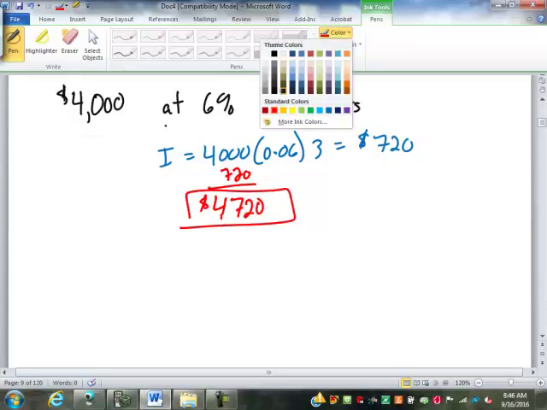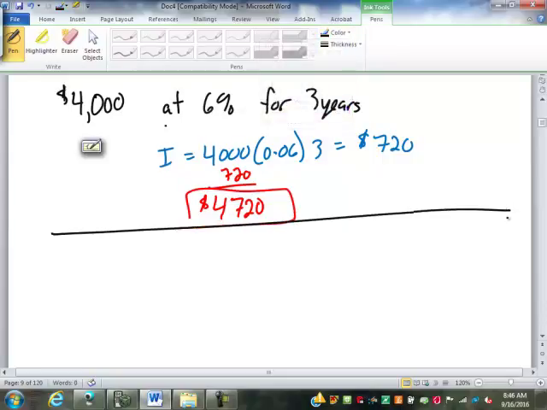But it's not very realistic. Most banks are not going to go 3 years without figuring in interest. So what they might say is something like 6% compounded quarterly.